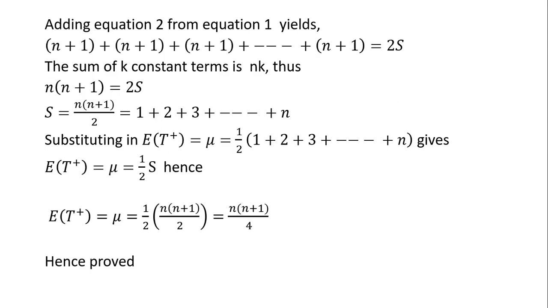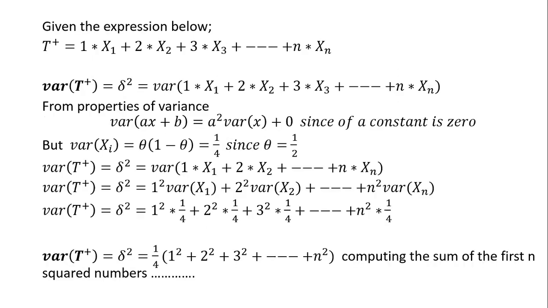In the next slide, we are going to prove the variance of this random variable because we are trying to test an assumption. To prove this, we shall first discuss briefly the variance and its expressions. The random variable T plus is given in that form again as the rank times its corresponding random variable, which has an independent binary distribution. If we introduce the variance on both sides, the variance of that random variable is the same as the variance of the whole expression.